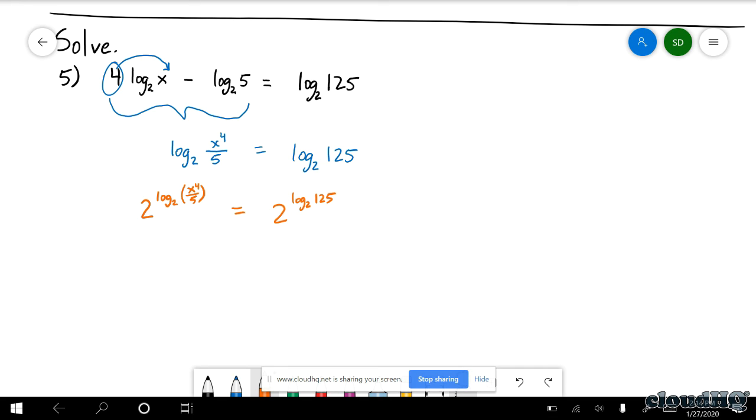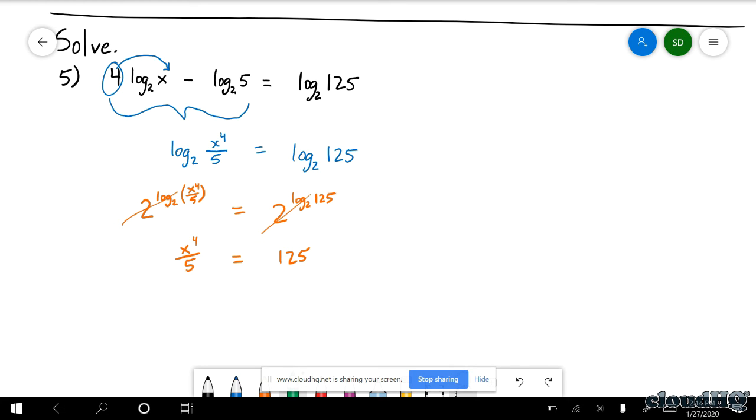So I chose to use a base of 2. I went 2 to the power of the left side is equal to 2 to the power of the right side. 2 to the log base 2 cancels out on both sides. So we're now left with x to the 4th over 5 is equal to 125. And I want to solve that equation.